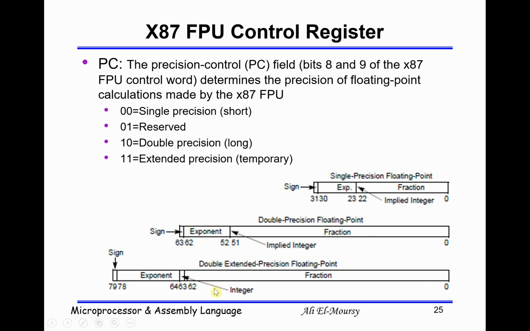For the double extended, 80 bits are divided into 63 bits for the fractional mantissa and 17 bits for the exponent.